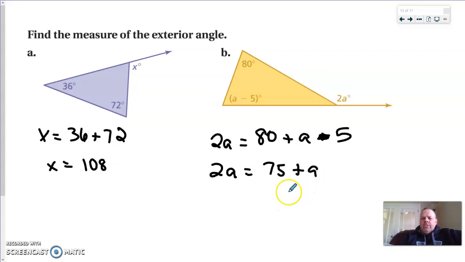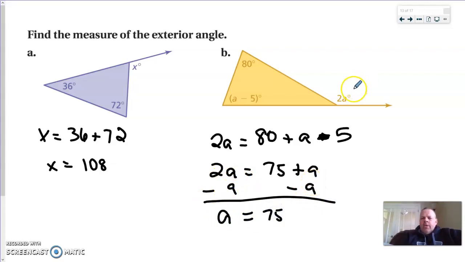Our goal, again, is to get all the variables on one side, so I need to subtract a. 2a minus 1a is a equals 75. So this angle is 75. We got two of those, so this exterior angle is actually going to be 150 degrees.